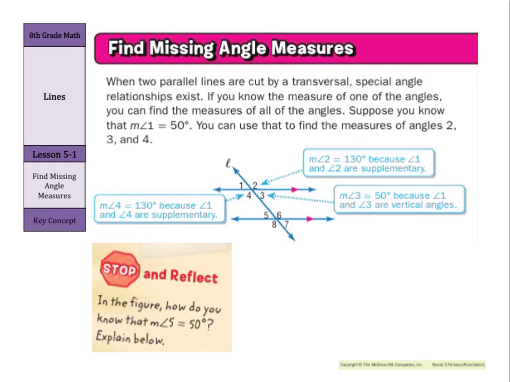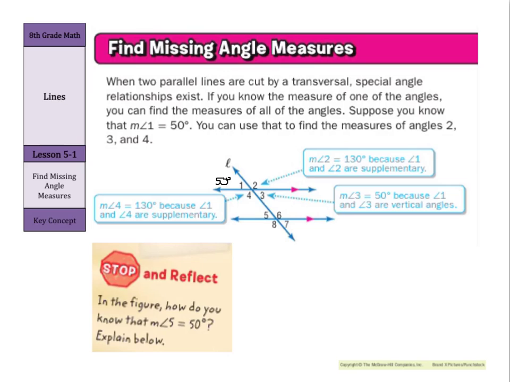Now, when two parallel lines are cut by a transversal, special angle relationships exist. If you know the measure of one of the angles, you can find the measures of all of the angles. Suppose you know that the measure of angle 1 is 50 degrees here. I'm going to write this in at 50 degrees. You can use that to find the measures of angles 2, 3, and 4.